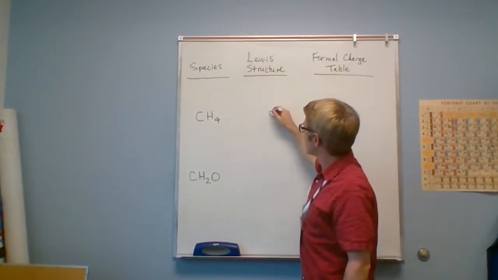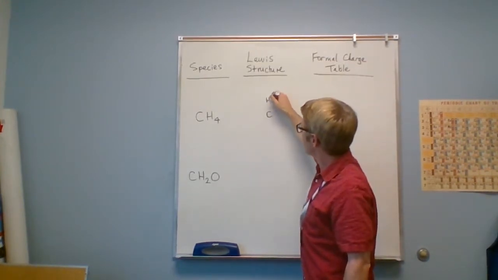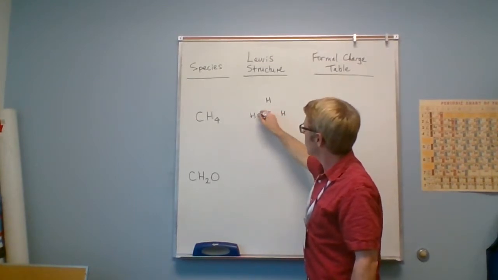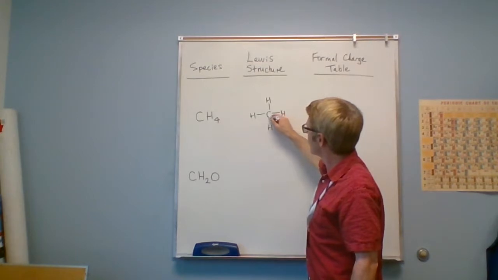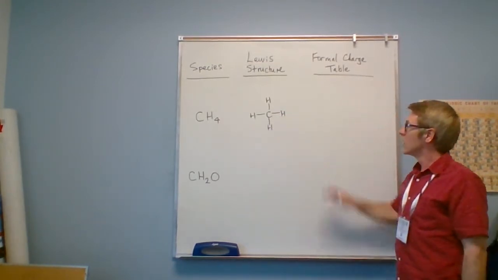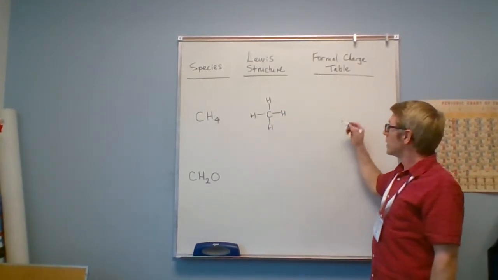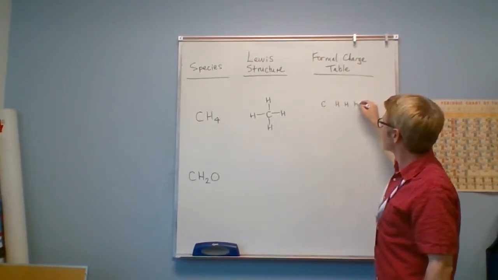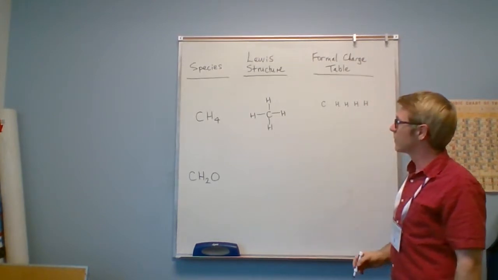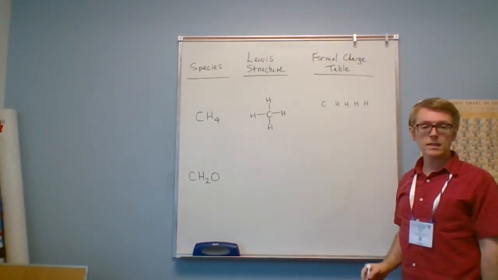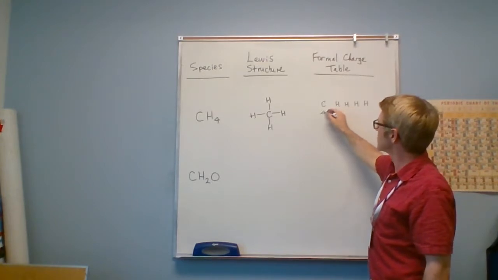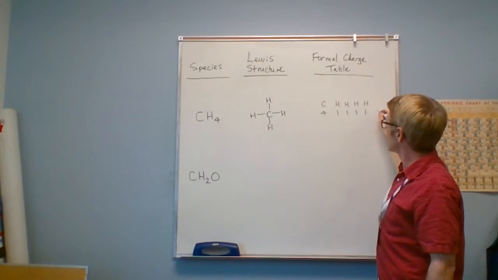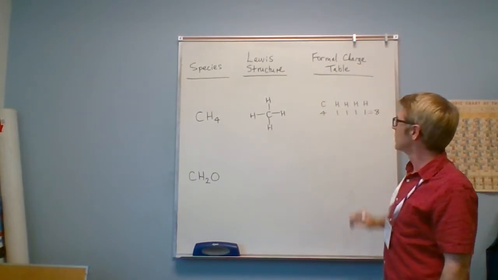We identify the central atom as carbon, and we have 4 peripheral atoms. We connect everything once. We write our formal charge table. So we have carbon and 4 hydrogens. We assign valence electrons, so we know carbon has 4 valence electrons, hydrogen has 1. So we have 8 valence electrons total.